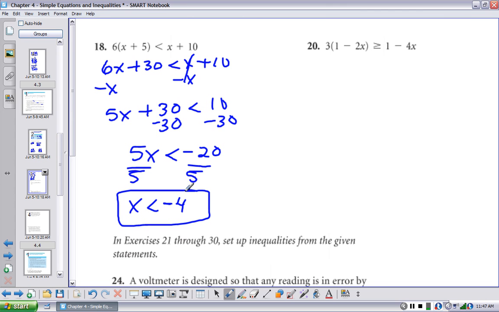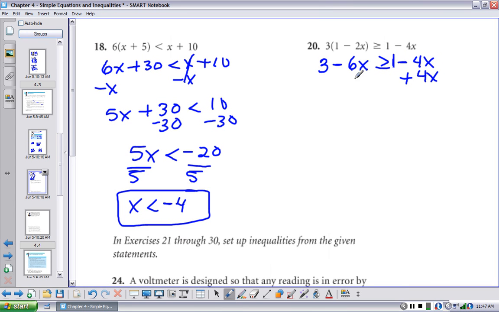Number 20 is similar. Let's distribute. 3 times 1 is 3. 3 times 2x is -6x. Less than or equal to -4x. Again, I say it's easier to get your x's on the left-hand side. And I left my 1 out. 3 minus 6x is less than or equal to 1 minus 4x.